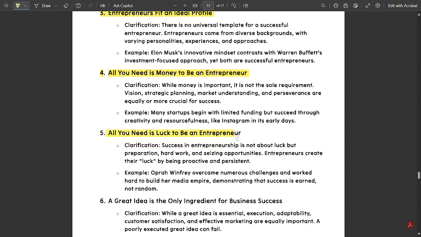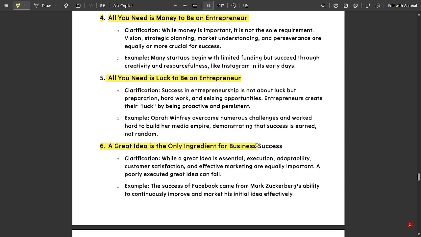Okay, next is all you need is luck to be an entrepreneur. Luck is not required. Luck is a factor, but it is not the only factor. Hard work and dedication also are required. For example, Oprah Winfrey overcame numerous challenges and worked hard to build her media empire, demonstrating that success is earned not randomly but due to hard work. Hard work is very, very essential.